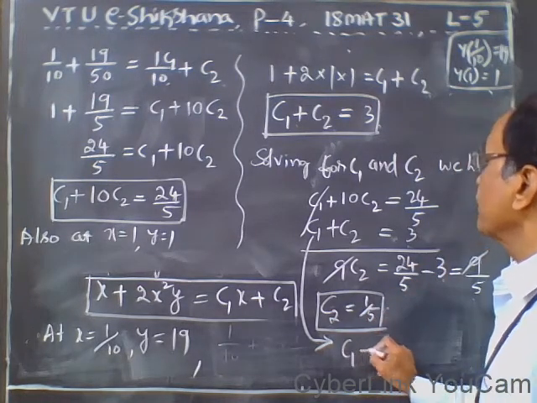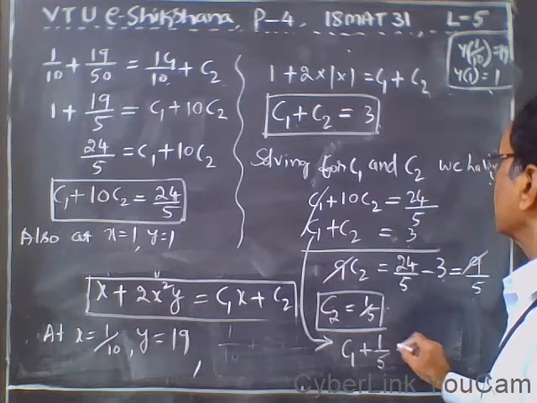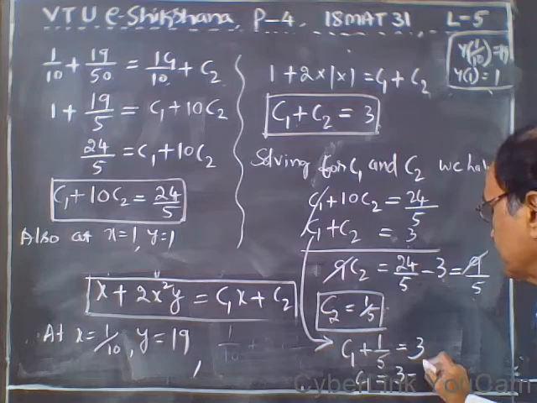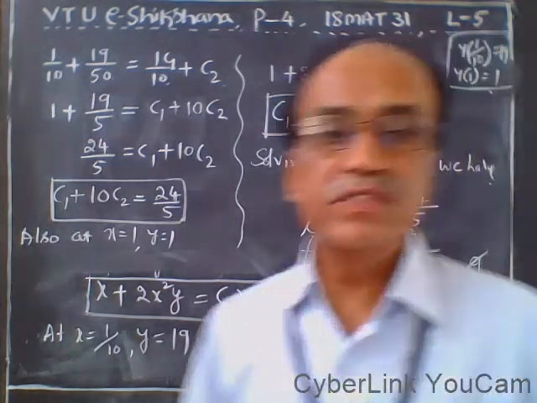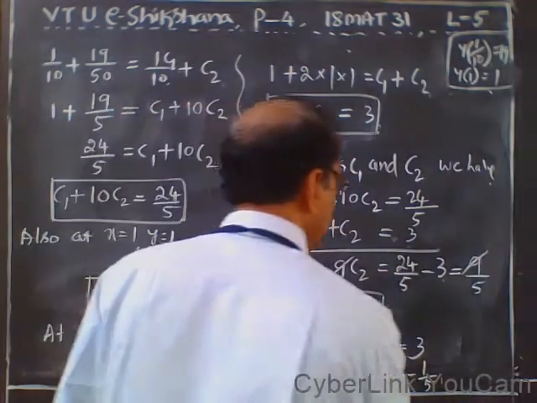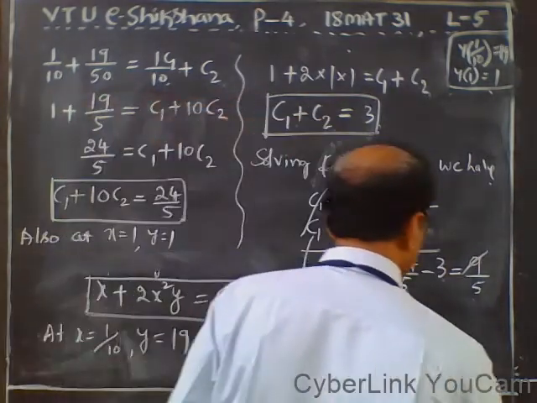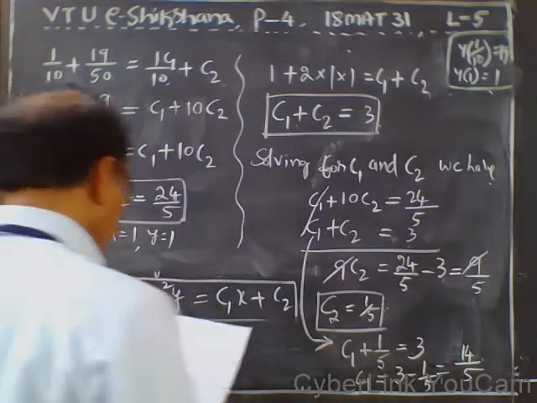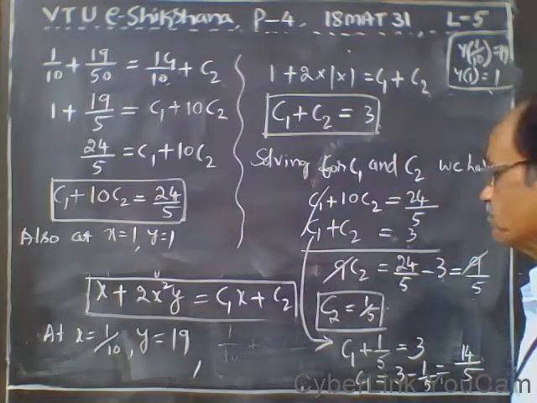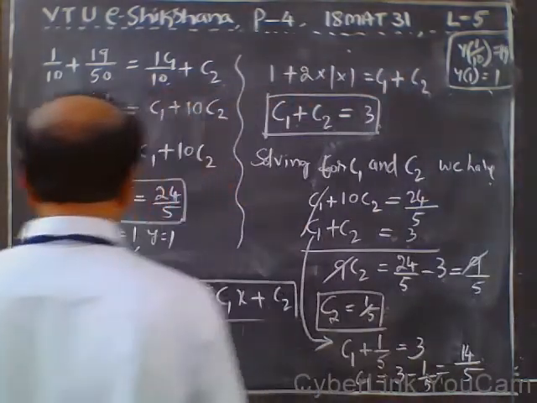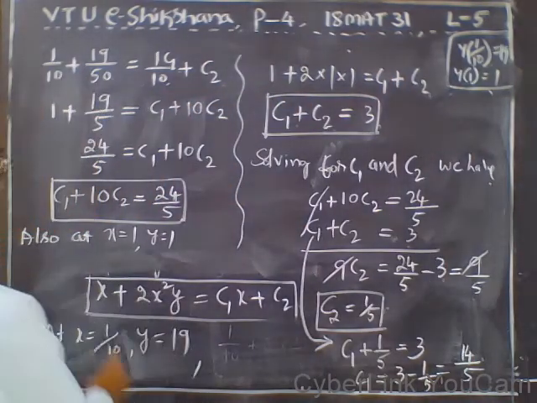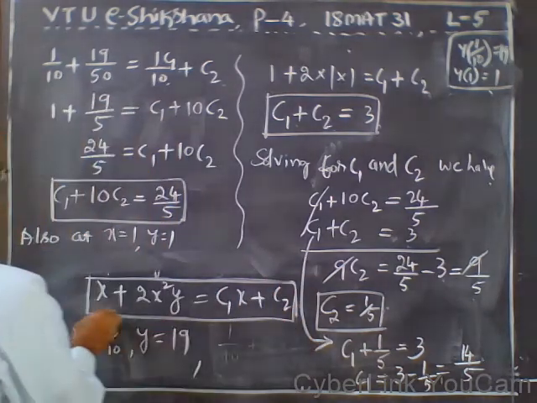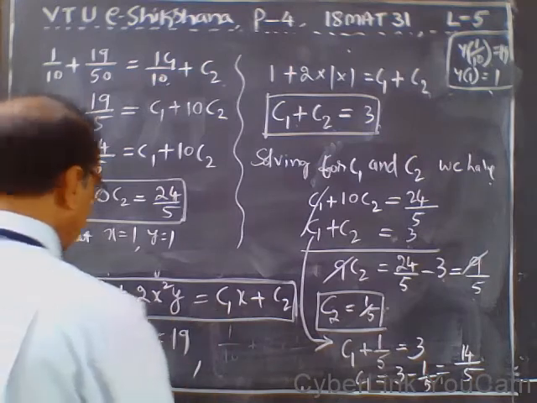Therefore, c1 plus 1 by 5 is equal to 3. Then c1 is equal to 3 minus 1 by 5, that is 14 divided by 5. Then the final equation we are getting is the final equation for the extremal, that is with the constants c1 and c2.